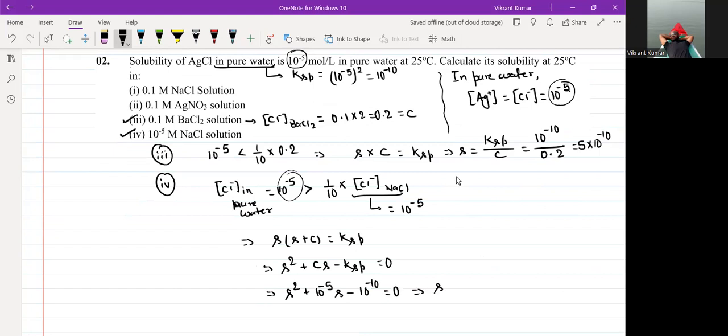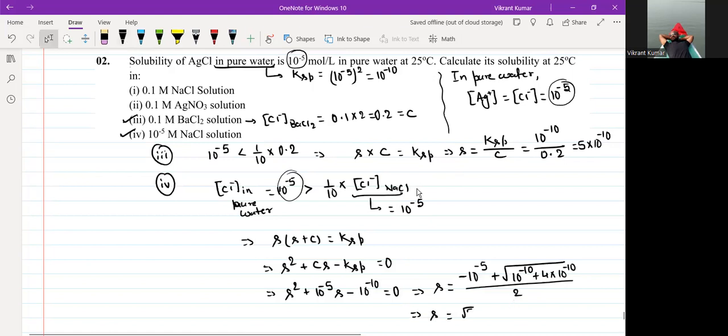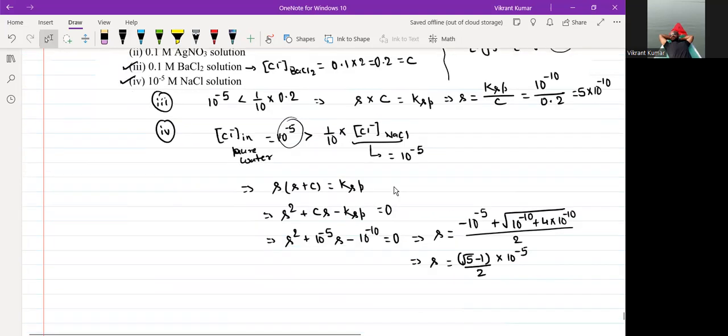So if you solve it, S is coming minus 10 raised to minus 5 and plus minus लिखने का sense नहीं. If I write minus, we'll be getting negative solubility. So we need to write plus only. And under root B square is 10 raised to minus 10 and this will become plus 4 into 10 raised to minus 10 upon 2. So that gives you solubility ka value will become root 5 minus 1 into 10 raised to minus 5 by 2. And root 5 is 2.236. So minus 1, 1.236, uska half will be 0.618 into 10 raised to minus 5.